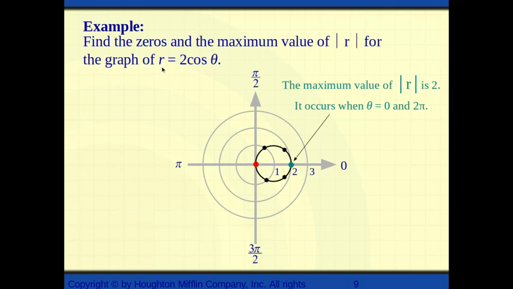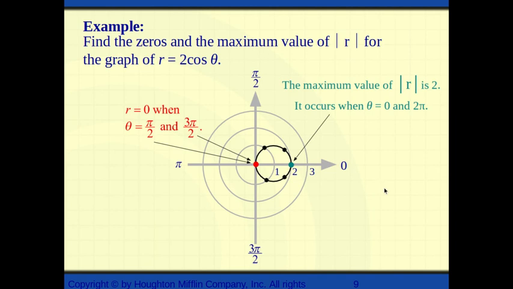Now the zeros we can get by setting r equal to 0. For rectangular functions, when we talk about zeros, we usually talk about the x-intercepts. But for polars, when they ask for the zeros, it's when r is 0. So in this case, r is 0 at pi over 2 and 3 pi over 2. But remember, it's also going to happen at negative pi over 2, 5 pi over 2, any odd multiples of pi over 2.